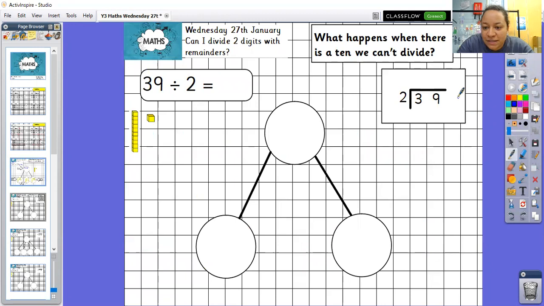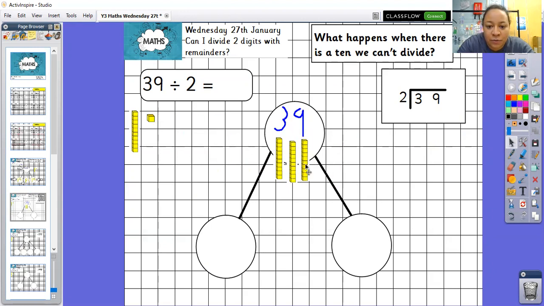Okay, you might have noticed this strange looking calculation over here. I'm just going to have this in the back of my mind as I'm working out this current calculation. So I'm doing 39 divided by 2. So I'm just going to write in 39 here. There we go. And then I'm going to build the number. So I'm going to build it with 3 tens, because there's 3 tens in 39. And 9 ones.